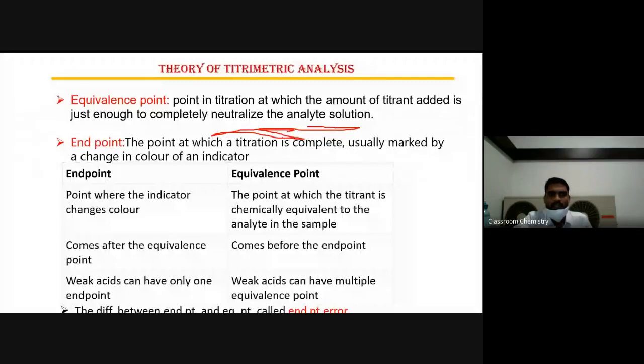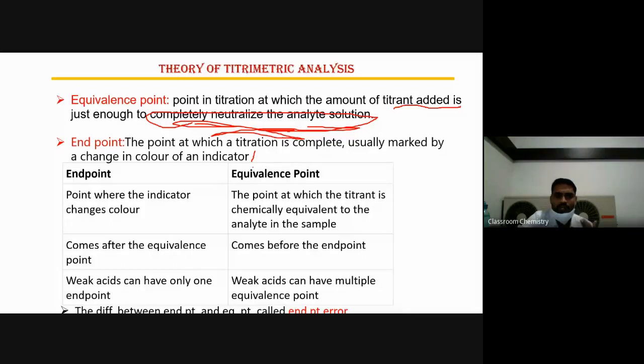This point before the pink color, or before the indicator color, is called the equivalence point. The point in titration at which the amount of titrant added is just enough to completely neutralize the analyte solution. Just enough. After one drop, the conical flask or the reaction mixture shows color indication. What is the end point? The point at which the titration is complete, usually marked by a change in color of the indicator. Only one drop difference between end point and equivalence point.